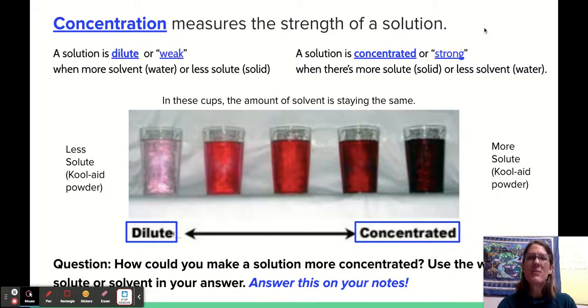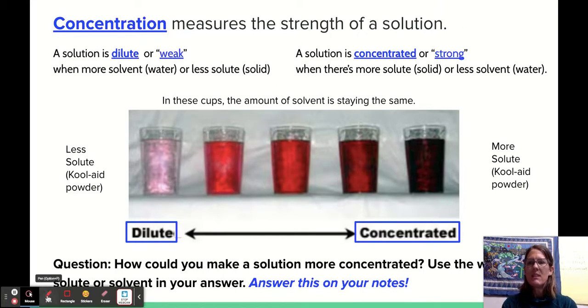The word concentration, try saying that a couple times, concentration. It can mean thinking really hard, but in this case, it measures the strength of a solution. We asked in the Ignite this week whether you preferred a strong, concentrated coffee or a weak coffee. Or maybe you don't drink coffee, so then think about instead, what about a strong, spicy food, which is very concentrated in spice, or a mild food that has very little spice? So concentration measures the strength.